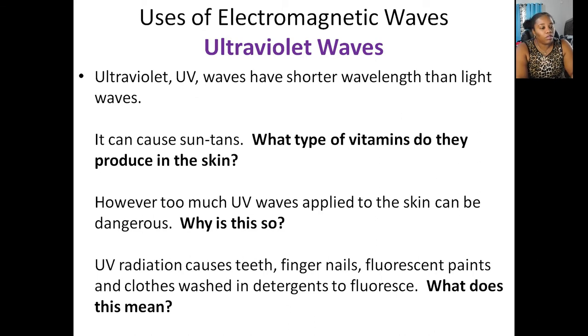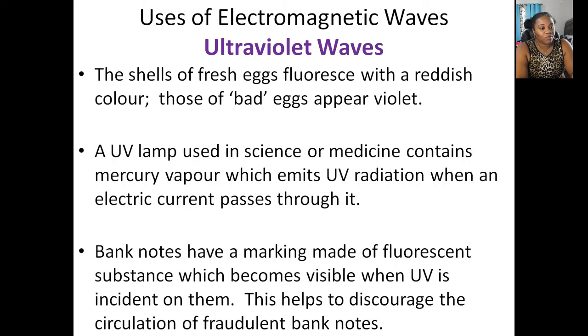Now, UV radiation causes teeth, fingernails, fluorescent paints, and clothes washed in detergents to fluoresce. What does this mean? What does to fluoresce mean? Right, to glow. The shells of fresh eggs fluoresce with a reddish color. Those of bad eggs appear violet.